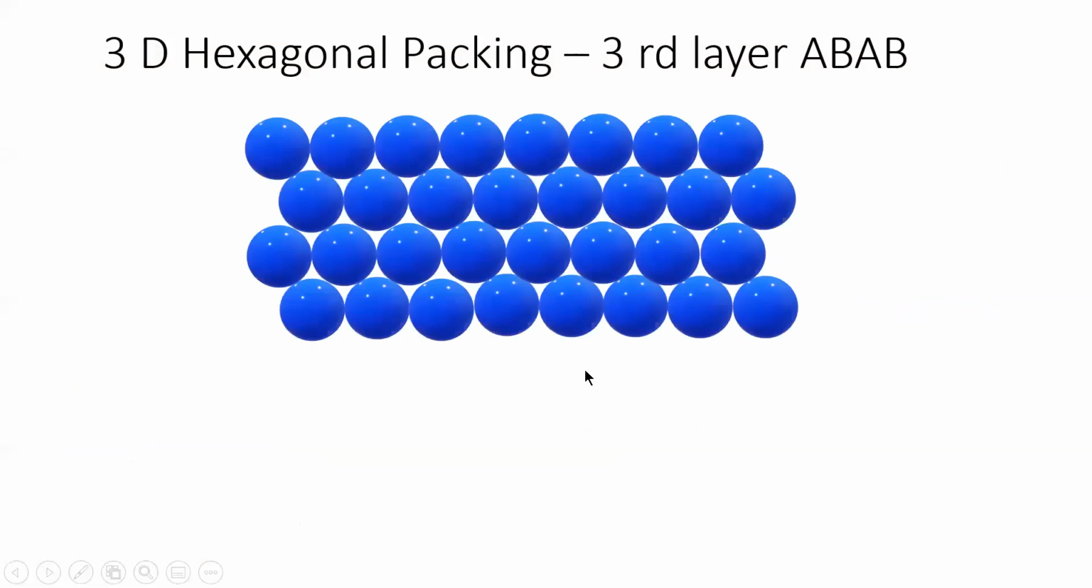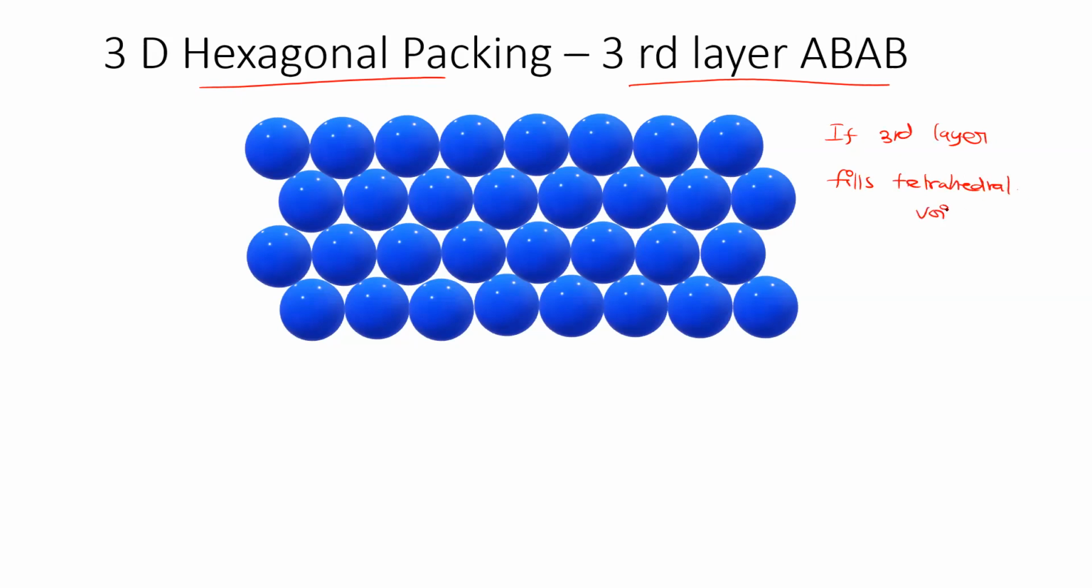Suppose in hexagonal packing, if the third layer fills up tetrahedral voids, then what type of arrangement of crystal is like that? AB type. So what is it, AB?